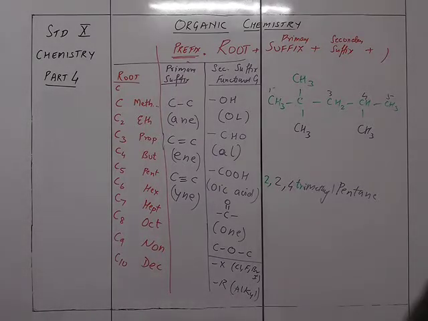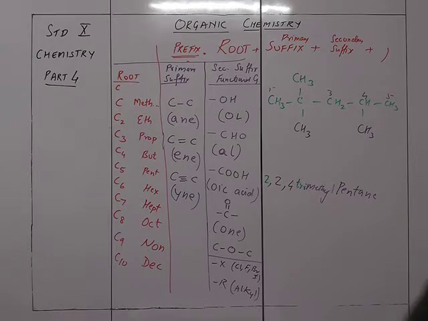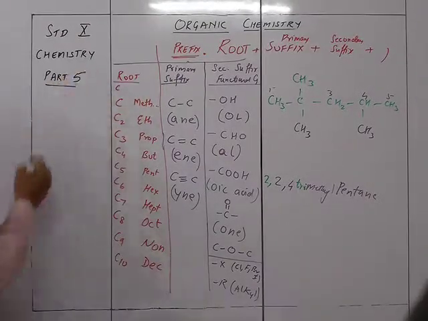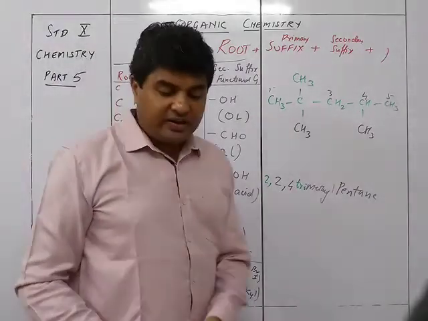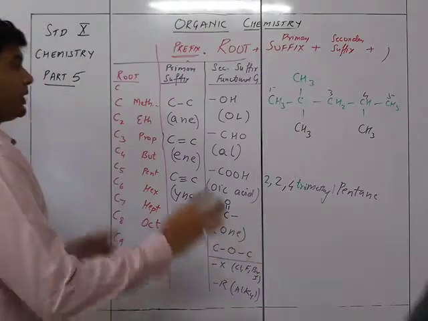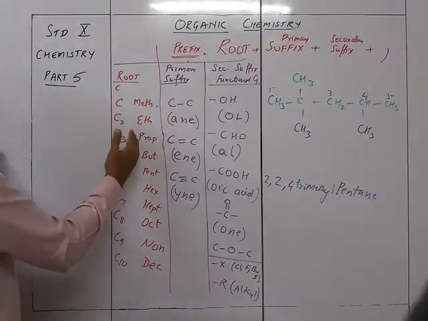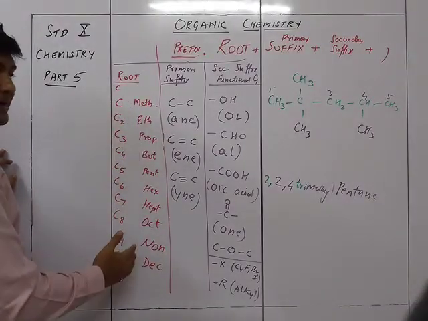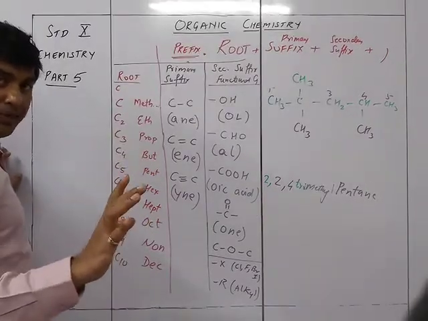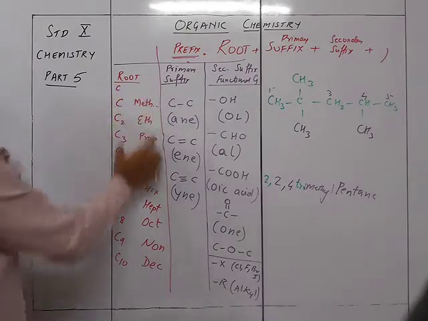So we continue with the nomenclature. In the nomenclature, we can first recap a bit. The first thing is the root. The root gives you the number of carbon atoms in the longest chain of the compound. The longest chain of the compound will give the root.